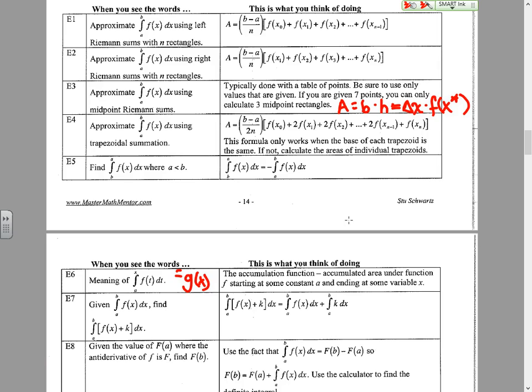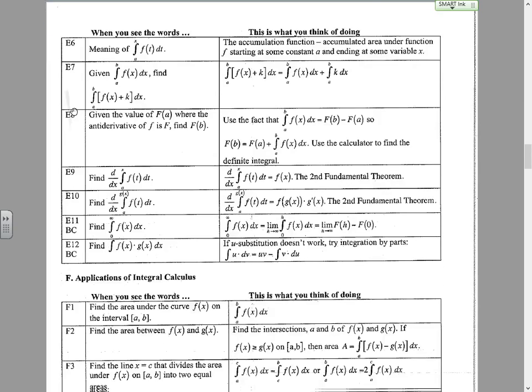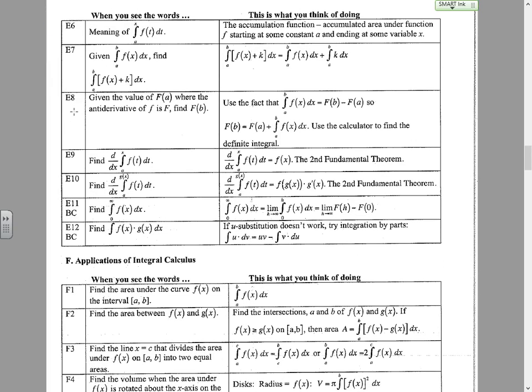For E6, I think I wrote the same thing, just with a lot less words. I didn't write the word accumulation function. It's not a bad idea to write accumulation function because that's how they refer to it. But anything that I just said is appropriate.